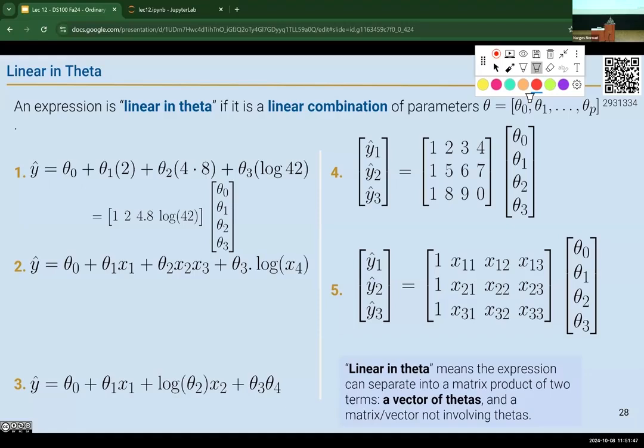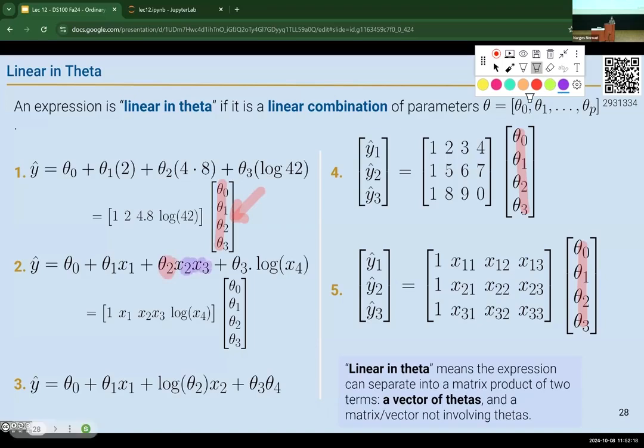The only thing that I care about is that I can write my equation in a way that all the theta values can be factored out into a vector. So here they're factored out into a vector, here they're factored out into a vector, and option 1 is linear in theta. Option 2 is also linear in theta because again, it doesn't matter that, for example, in this case, I have theta 2 and then I'm multiplying theta 2 with x2 and x3.